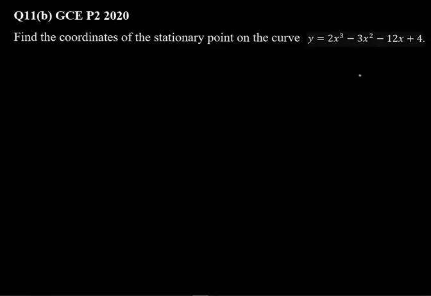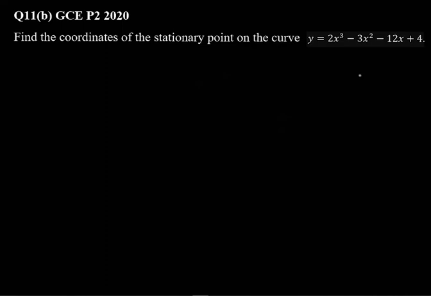Okay, here we've been asked to find the coordinates of the stationary point of the curve y is equal to 2x to the power 3 minus 3x squared minus 12x plus 4. The first thing we need to do is understand what a stationary point is. If you think of the word stationary, it just simply means not changing or in a specific position. For example, you might say a track is stationary and things like that.